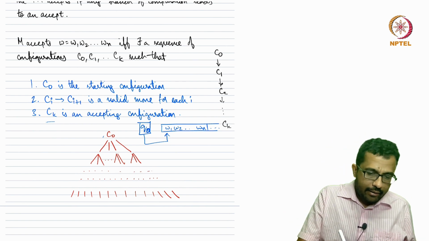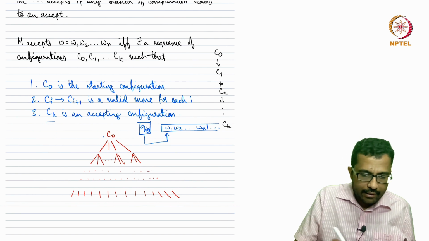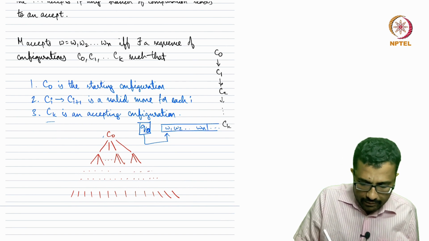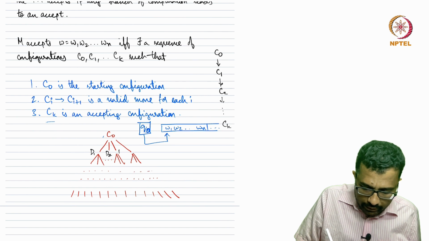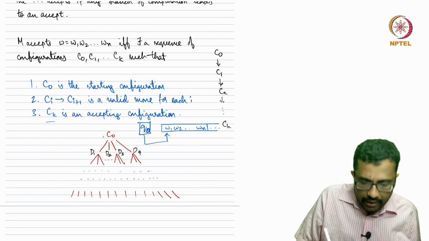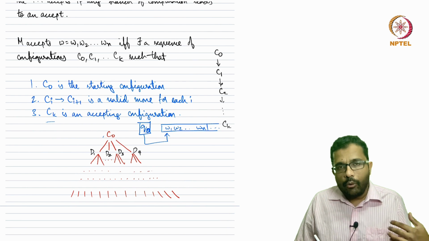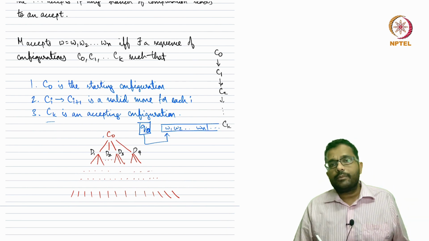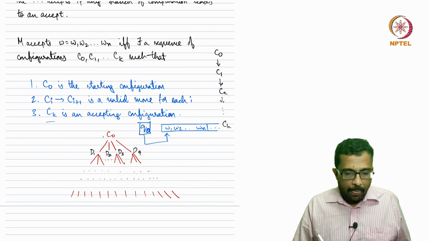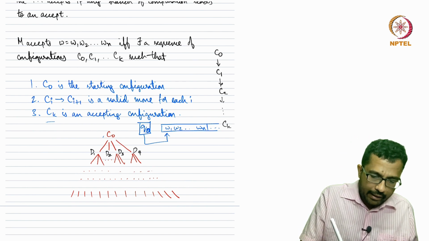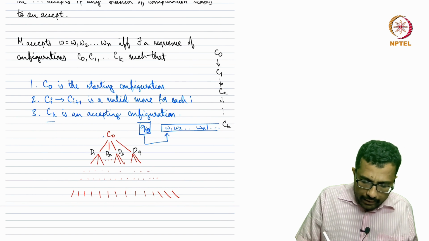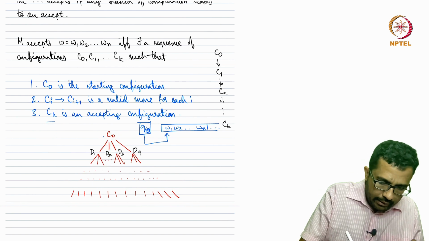However, in a non-deterministic Turing machine, C0 could have multiple configurations as successors. Let me write D1, D2, D3, many configurations as successors. Each of D1, D2, D3, D4 could also have many further successors. So when do we accept? We accept when we can find a computation path, something like this.